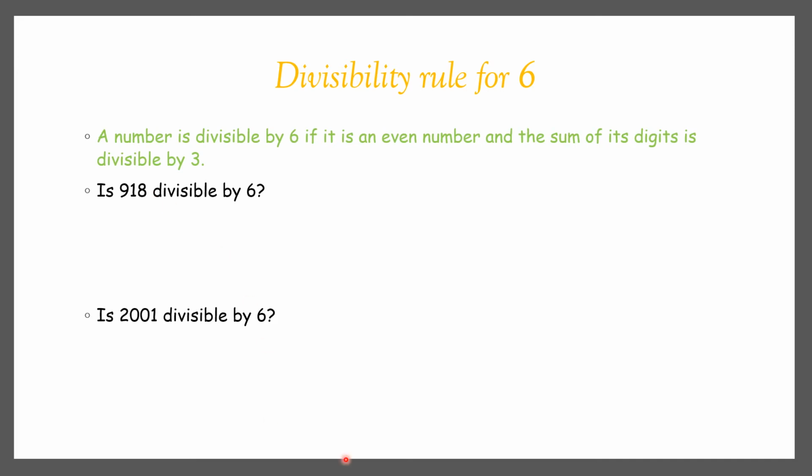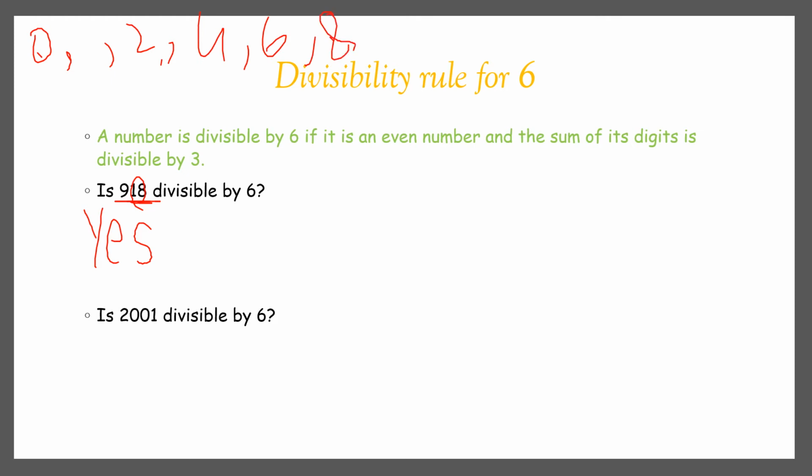For the divisibility rule of 2, we just check whether a given number is even or not. So is 918 an even number? Yes, it is an even number because the last digit is 8. A number is an even number if the last digit is 0, 2, 4, 6 or 8. So here the last digit is 8, so yes, 918 is an even number. It means that it can be divisible by 2.